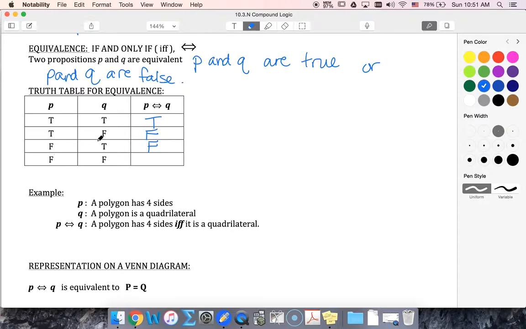This is the reverse of that. And now we have if P is false if and only if Q is false, that is a true statement.